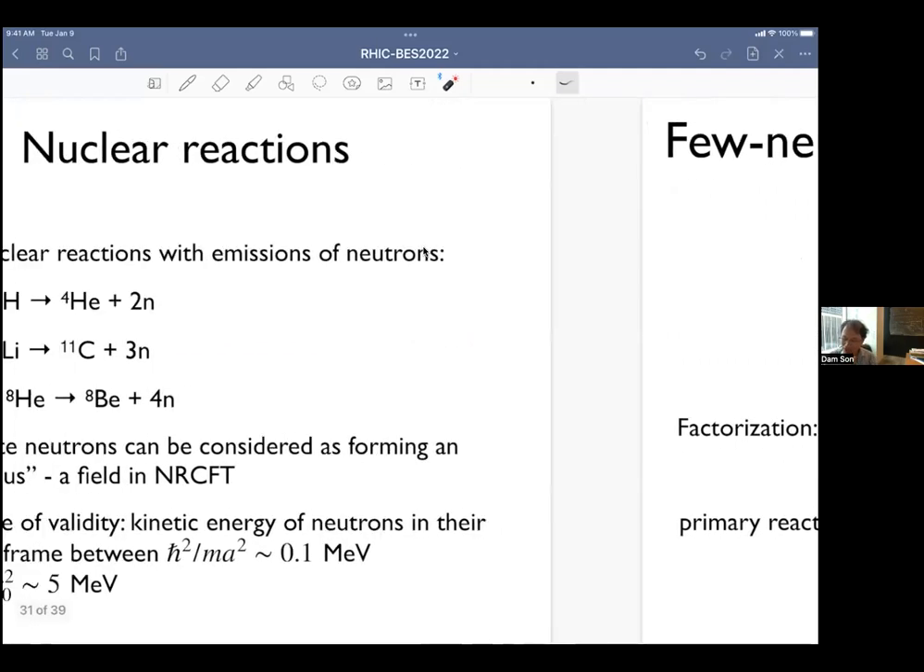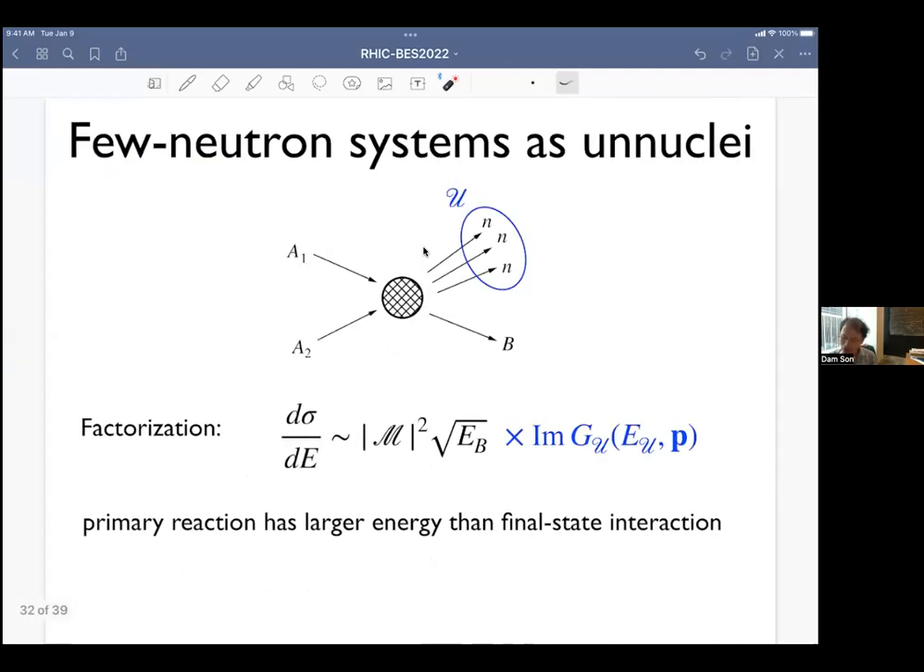So let's consider this picture more. Suppose we have a reaction where we bring two particles together, particle A1 and particle A2. They interact and then emit a particle B and a few neutrons. So in this picture, 3 neutrons.